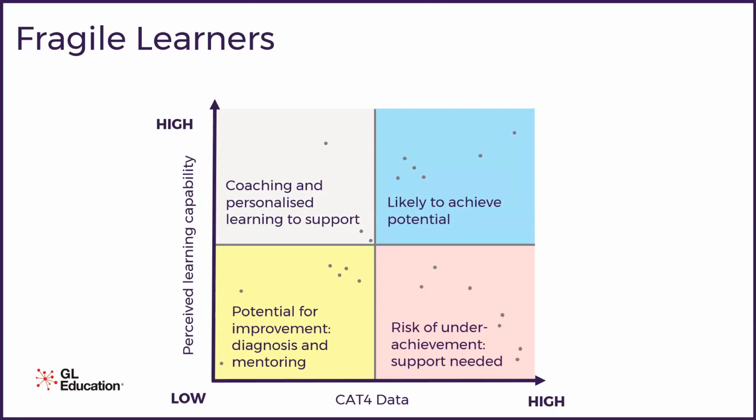Those with low scores across both CAP4 and perceived learning capability can benefit from identification and support in the form of mentoring. These students can be found in the bottom left quadrant, coloured yellow here. Learners that perceive themselves as less capable than they are considered fragile learners. These are the students in the bottom right quadrant. They have high CAP4 scores, but low perceived learning capability scores. Using PASS and CAP4 can help you spot these students and support them.